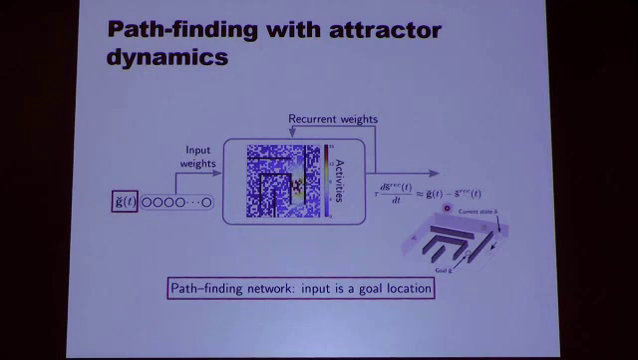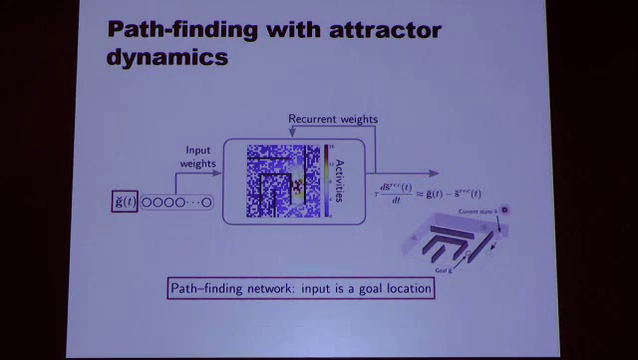So the idea here is to look at how the representation of the position changes over time in response to an input representing a goal position in order to determine a trajectory that the animal should follow, a local trajectory, to move closer to the goal.